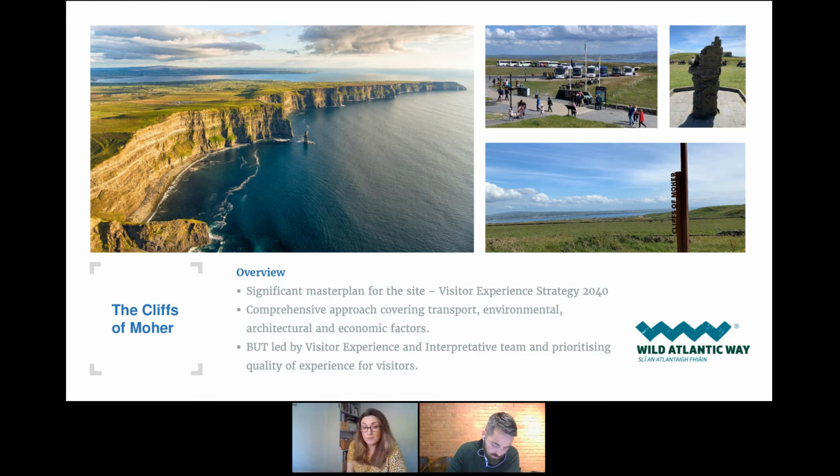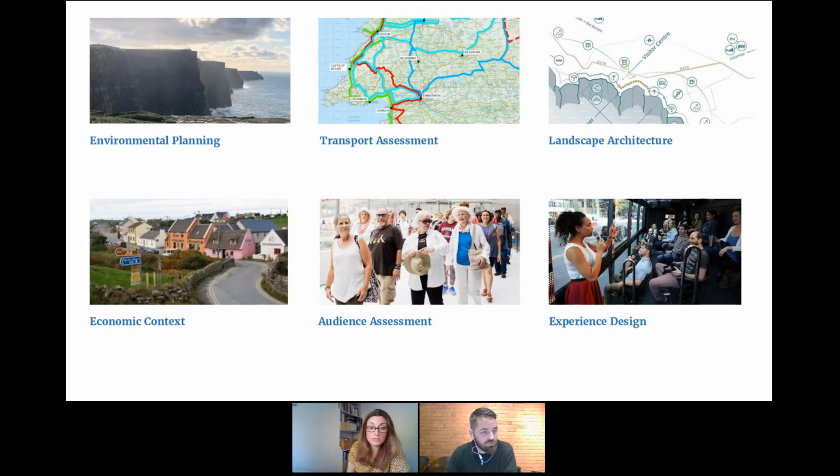So we are currently working with the client to create a really significant master plan. But what's interesting about it is that it's not just, again, an infrastructure-based master plan. It's very much a visitor experience strategy, a long-range, long-view strategy running up to 2040. So yes, absolutely, it covers a lot of different disciplines. It includes environmental planning with the CEA process, transport assessment, particularly thinking of off-site transport hubs, looking at different parking and arrival options, sustainable transport.